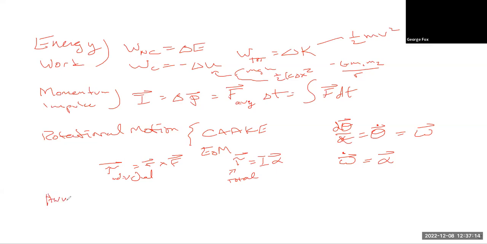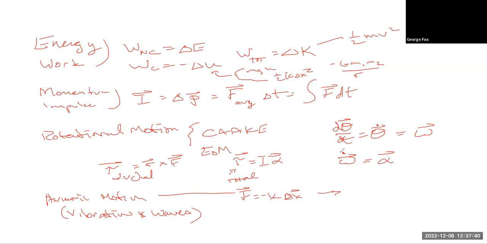Then you got the harmonic motion. Vibrations and waves. And harmonic motion depends upon the force is equal to the negative k displacement from equilibrium. And then that's when you get into the slew of formulas: the angular frequency is equal to the square root of the spring constant divided by the mass, period is equal to 2 pi times the square root of mass over the spring constant. Omega is equal to 2 pi times the frequency. Frequency is equal to 1 over the period.